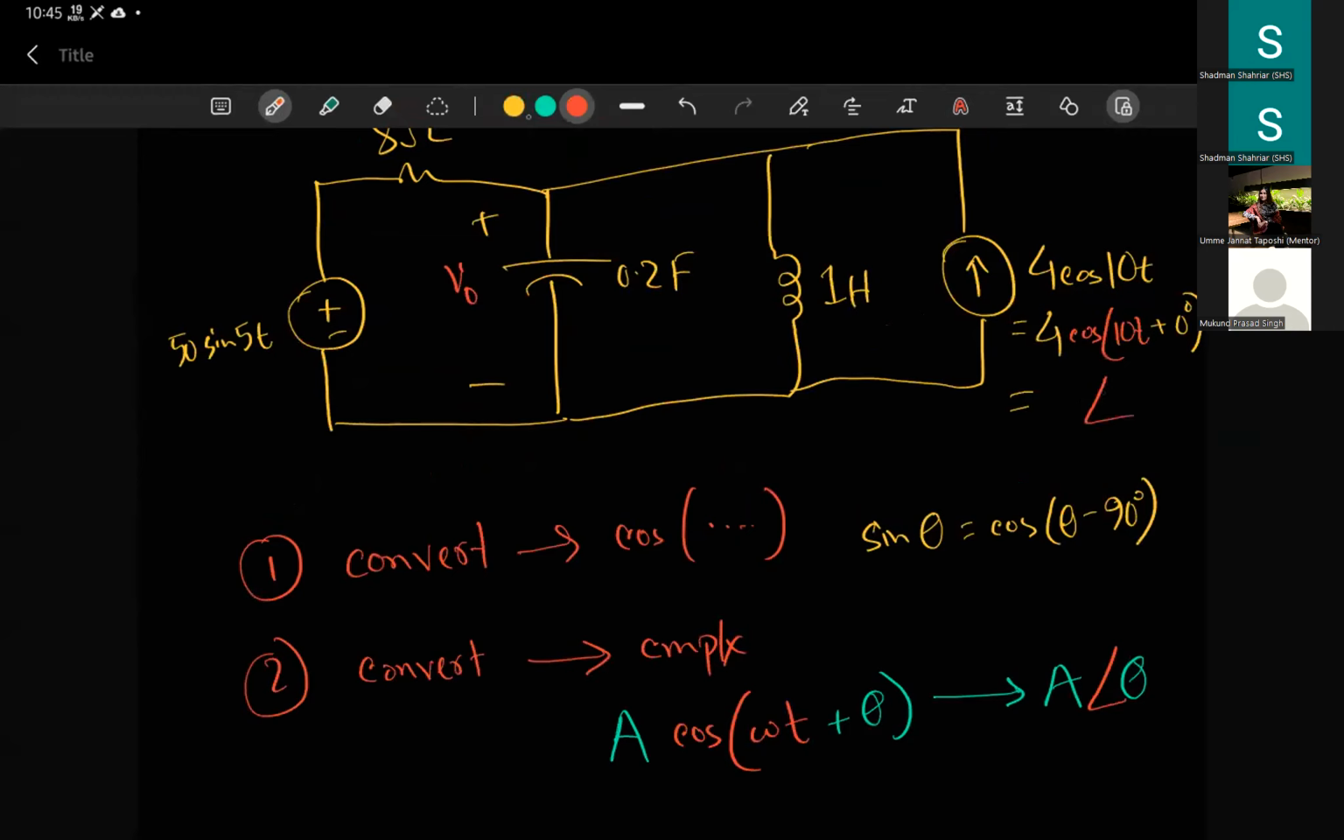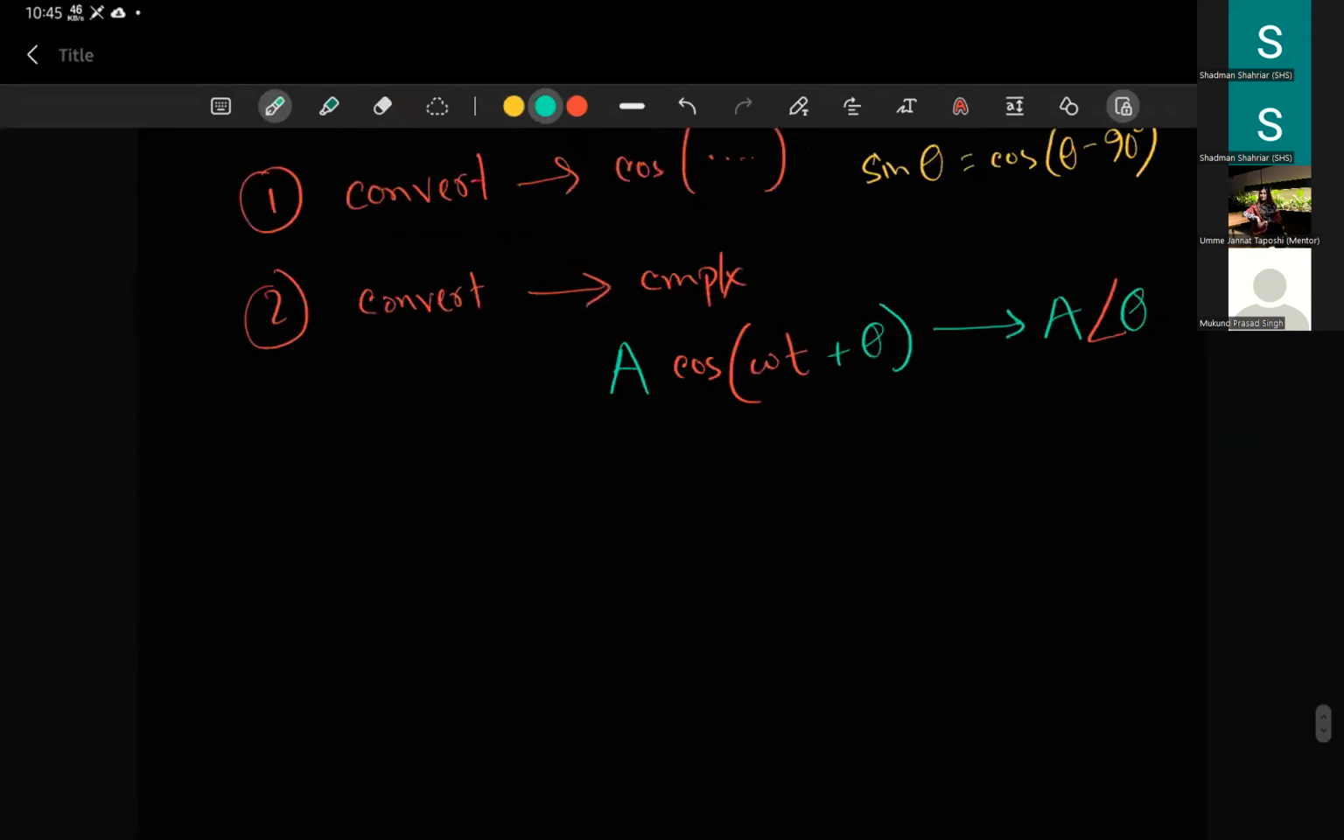This is how you convert sines and cosines into complex numbers. However, there is a huge caution here.